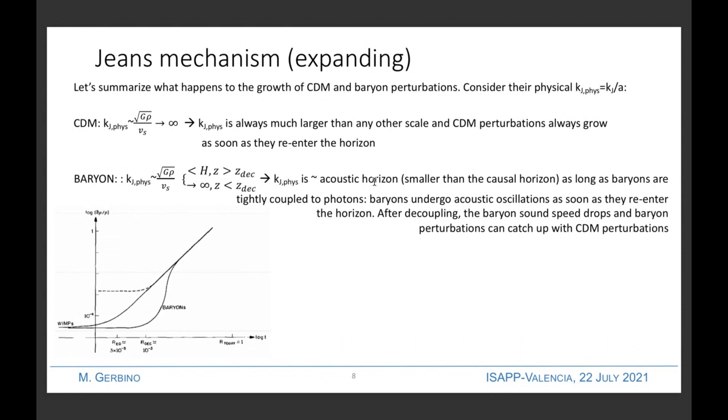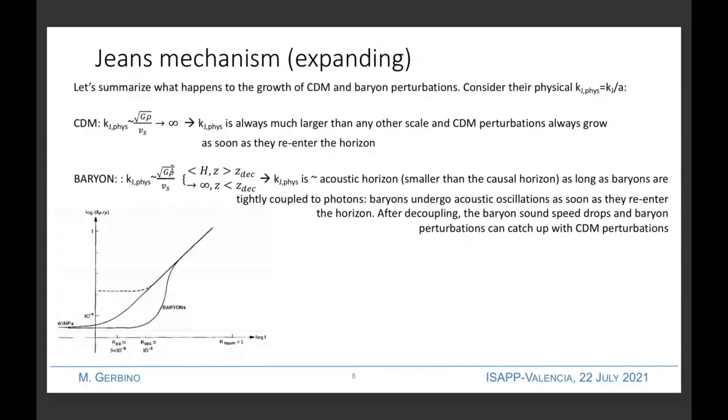So in this epoch, once a perturbation enters the causal horizon, if it is still larger than the Jeans wave number, then we have acoustic oscillations in the baryon fluid, because we are larger than the Jeans scale, and therefore pressure can counterbalance gravitational collapse. Once baryons decouple from radiation, well after recombination, the acoustic speed in the baryon fluid is basically given by the acoustic speed of a non-relativistic species, similar to cold dark matter. So the Jeans wave number goes to very large values, as it was for cold dark matter.